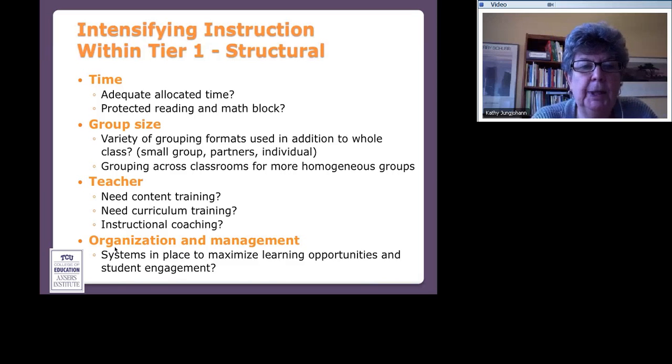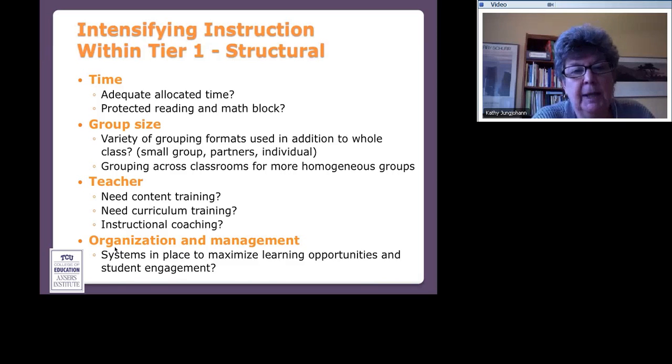Sometimes grouping is occurring across classrooms for more homogeneous groups. So schools that maybe have a wider range of students within a grade level may find it more advantageous to regroup for reading or regroup for math. And this might be more typical in upper grades where there might be a larger span of differences from students who are low-performing to students who are high-performing, and yet still receiving Tier 1 instruction.